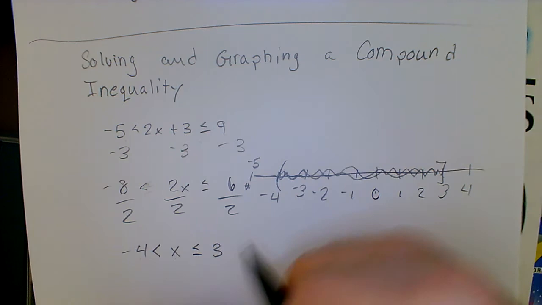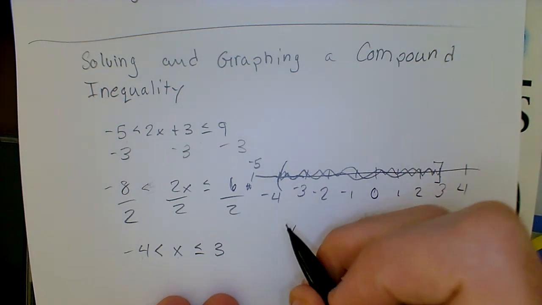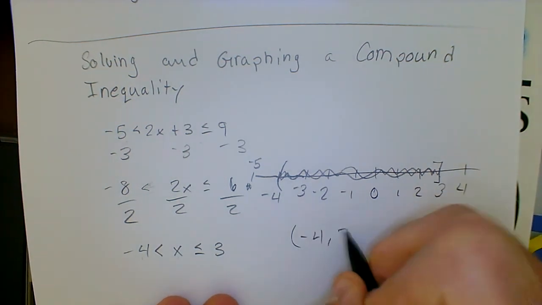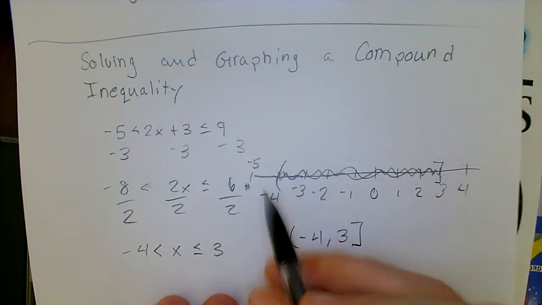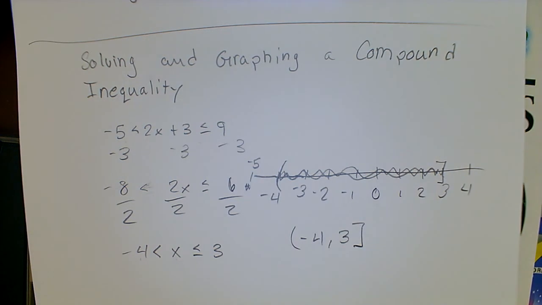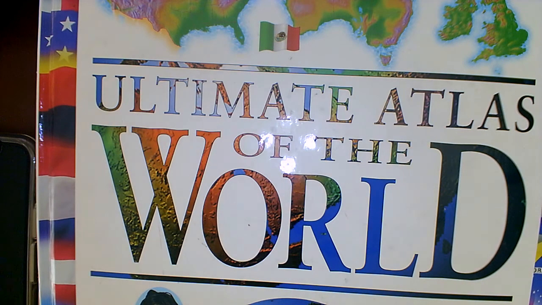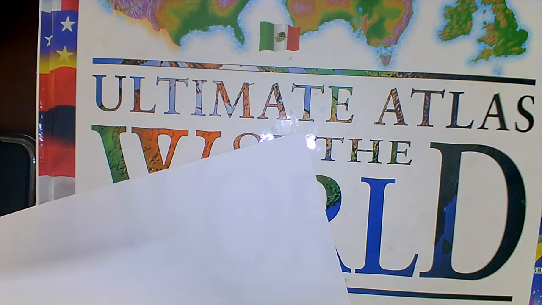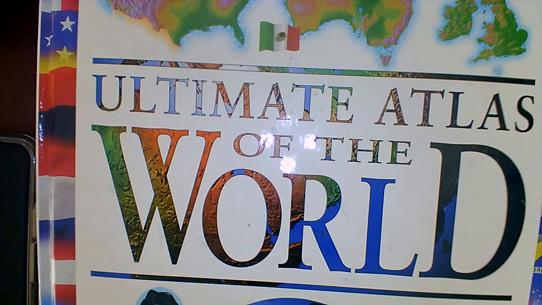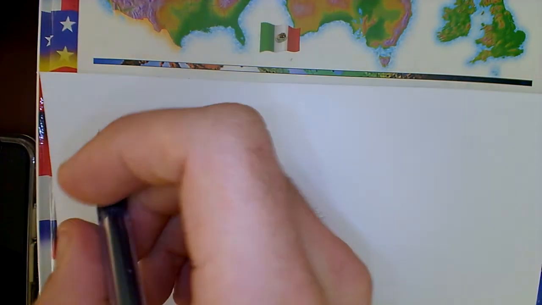Okay, so our solution set, I should have been writing this too, but it's just negative 4 to 3 and then close bracket. So you can do that for all the examples that we've done so far. Okay, so let's move on. So we have another example. Okay, so this one is a little different.